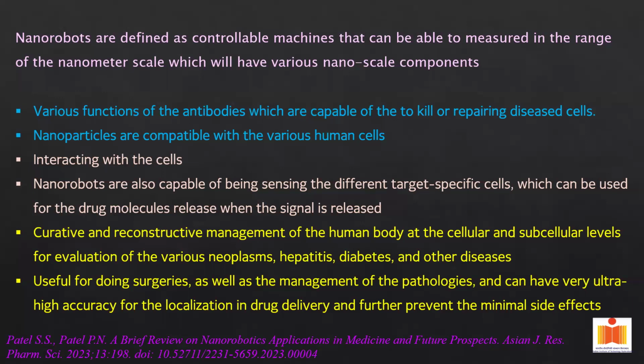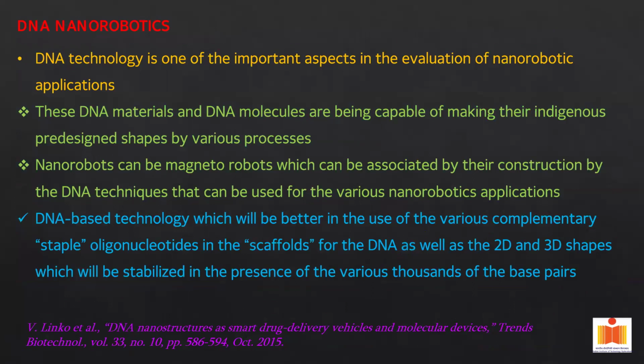They can sense the different types of cells, whether they are abnormal or normal, by releasing a signal. And again, for the reconstructive and curative mechanisms of the body for various diseases, chronic diseases like diabetes, hepatitis, and neoplasms, and also for drug delivery. So DNA nanorobot: a nanorobot using DNA technology and DNA materials. This is also an important entity. They can be used in different ways. A lot of research is coming, a lot of things are coming in future.